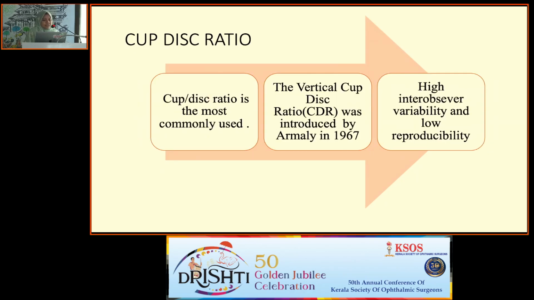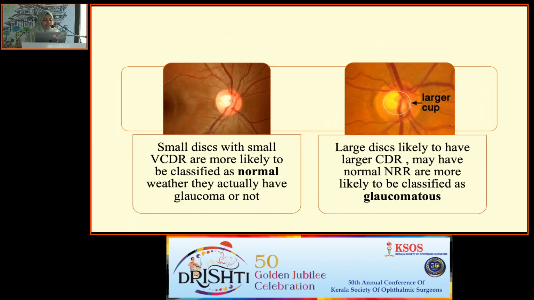So, cup disc ratio is the most commonly used method of assessing the optic disc clinically, and it was introduced by Armaly in 1967. It is the ratio of the diameter of cup to the disc, and it has high inter-observer variability and low reproducibility. Since it does not consider size, small discs with small vertical cup disc ratio are more likely to be classified as normal, whether they actually have glaucoma or not, whereas large discs, likely to have larger cup disc ratio, may have normal NRR but are more likely to be classified as glaucomatous.